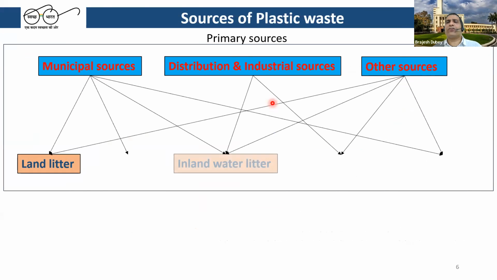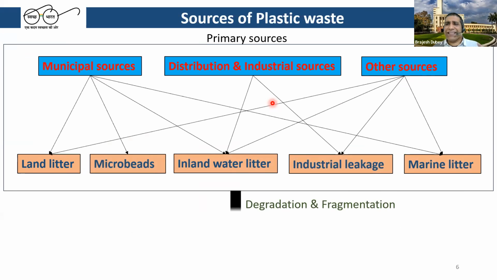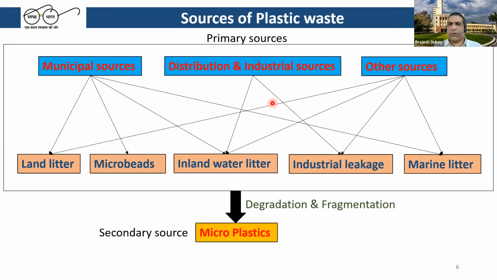So now what happens to the plastic waste? Plastic waste comes from municipal sources, which is what you and I produce on a day-to-day basis in our house as part of the municipal solid waste. Then also from industrial sources, and some from other sources. They become part of land litter. There are microbeads in several products, like some of the scrubs or the toothpaste that we use. They have those microbeads of plastic too.